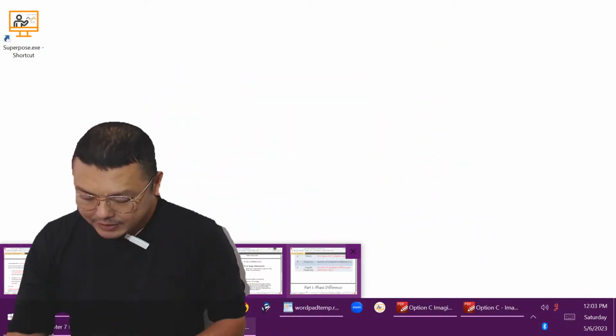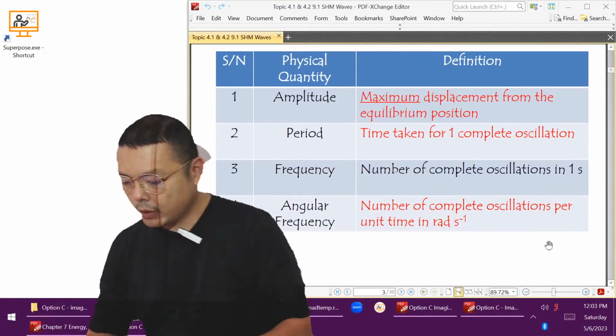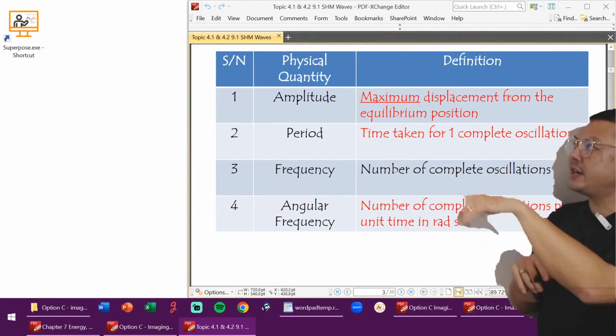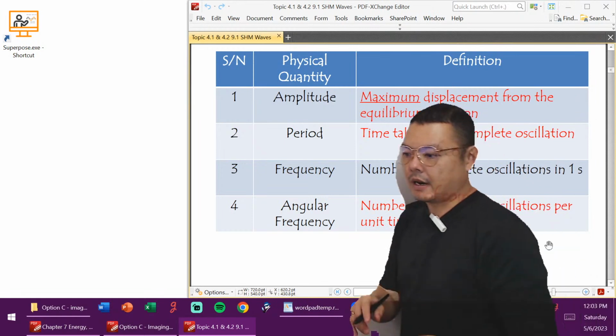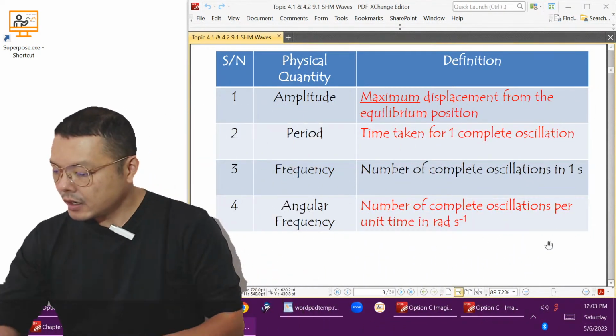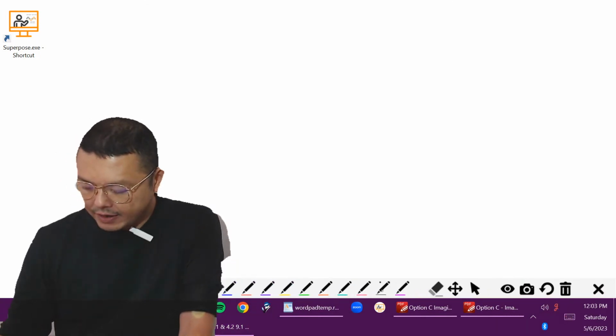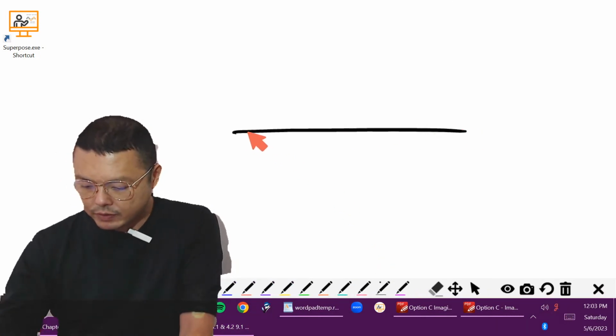So now back to my notes again. Sorry about this. Now we go through the things properly. Amplitude is what? The maximum displacement. Read the words: maximum displacement from equilibrium position. So let's say I give you a sound wave, and I recorded it on a microphone, and the sound wave looks like this.